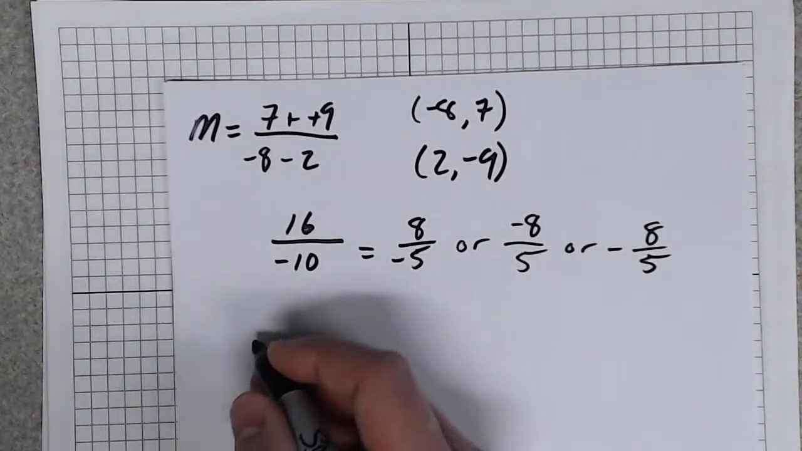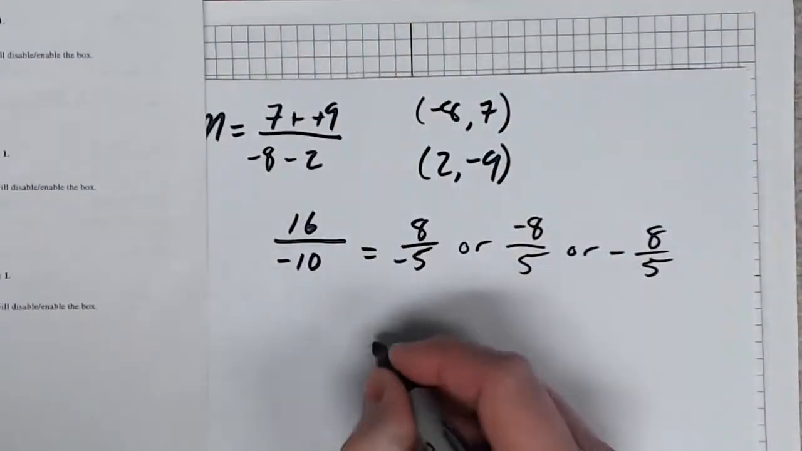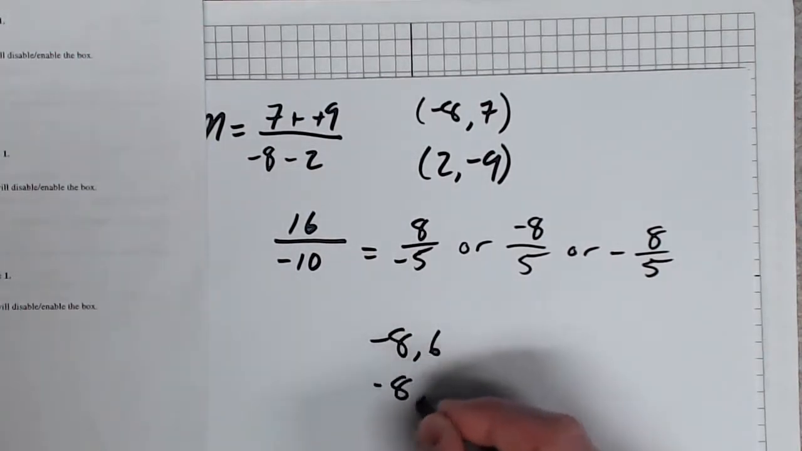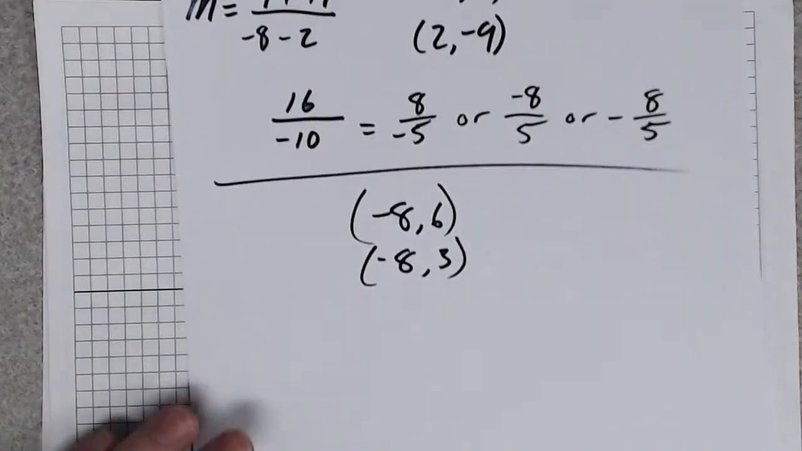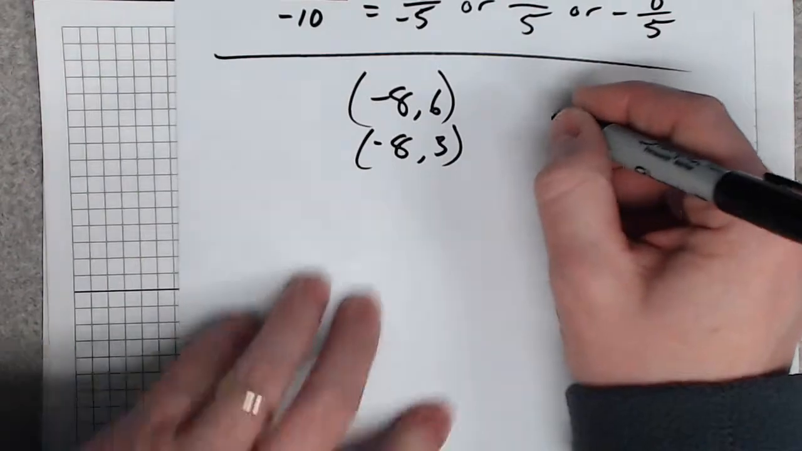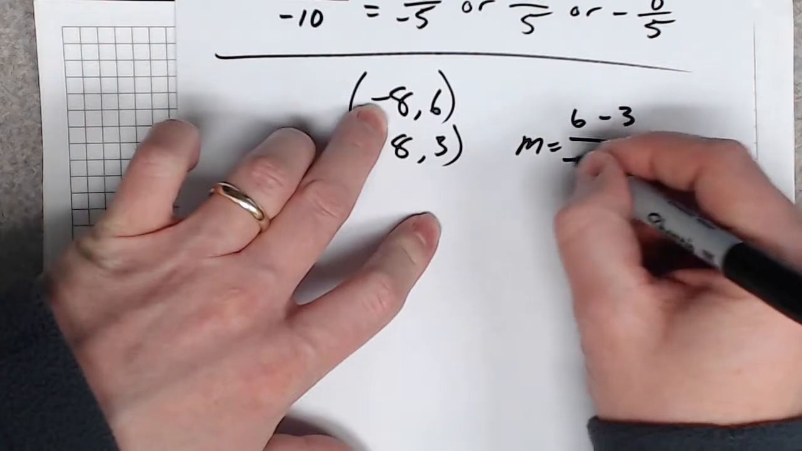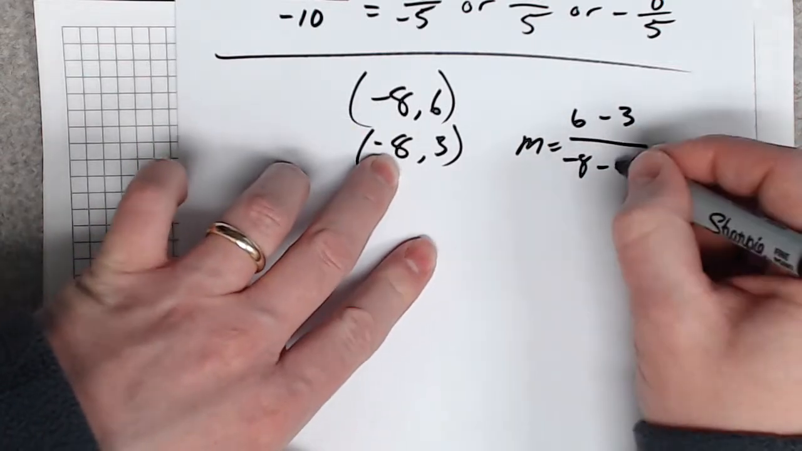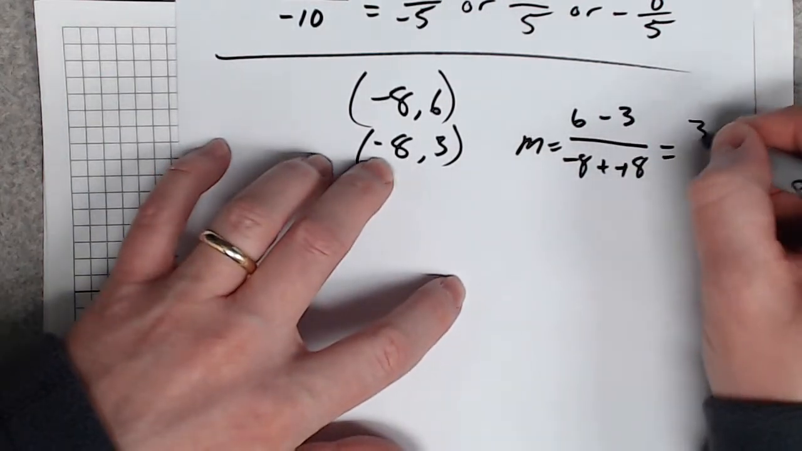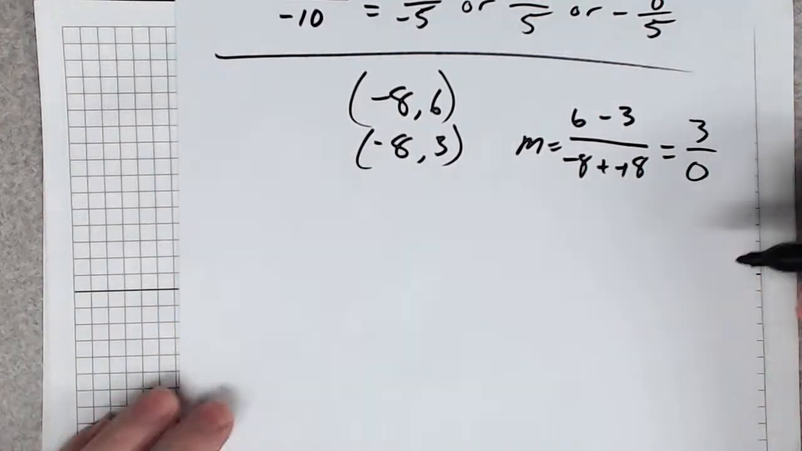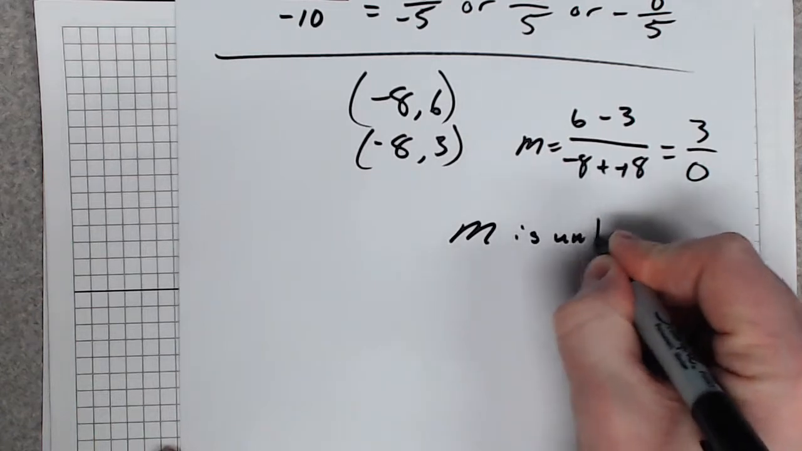Well, let's try out another one. We're given the same question. Determine the slope of a line that passes through points (-8, 6) and (-8, 3). Okay, so we're going to do the same thing. We're going to subtract the y values and subtract the x values. So the y values would be 6 minus 3. The x values would be -8 minus -8. Those become pluses. And what you wind up with is 3 over 0. Well, you can't divide by 0. So this is undefined. Our slope here is undefined.